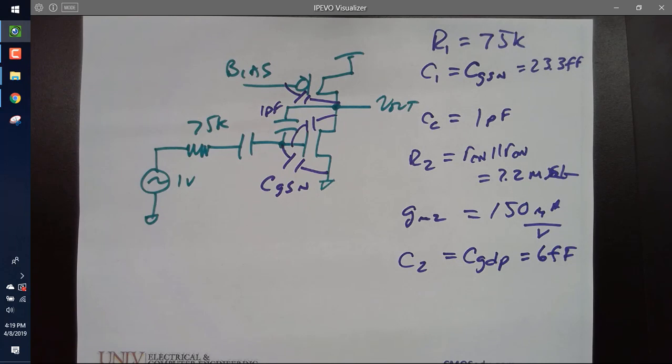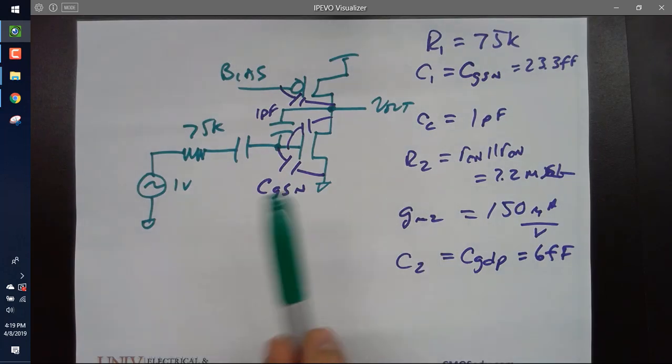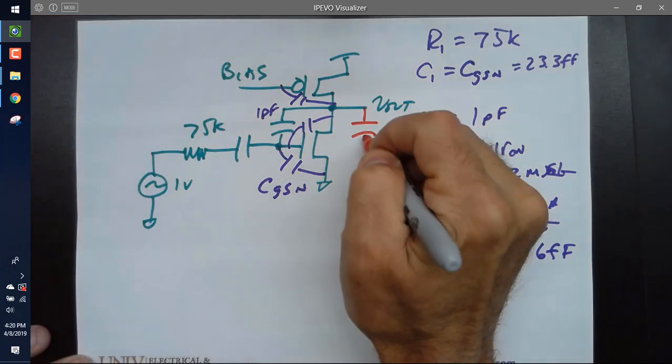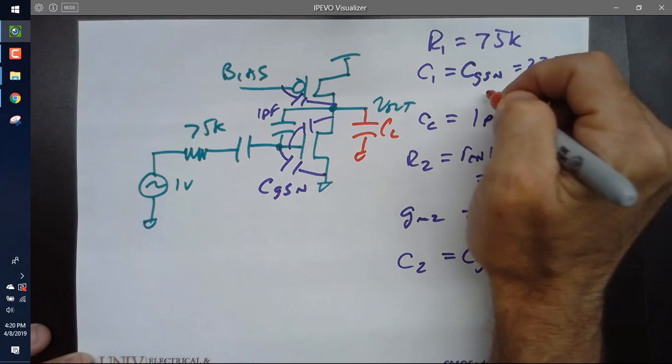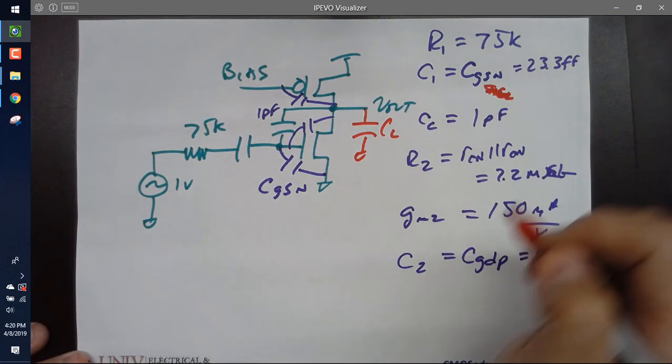All right, so which one, what do we need to calculate here? Or actually, before we do that, how would I modify this for problem 3 when there's a load capacitance? There would be a load capacitance which would add to what? C2. So if I put this here, oh, whoops, wrong one.